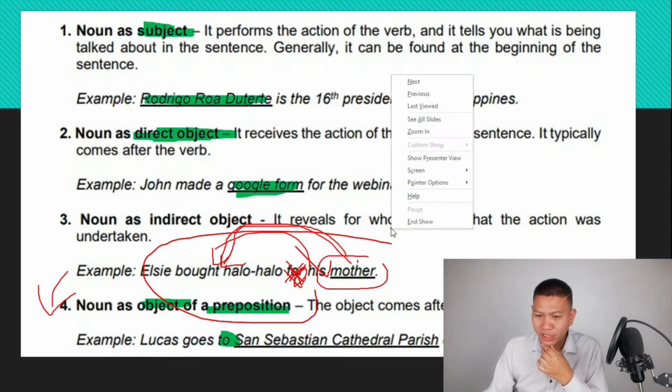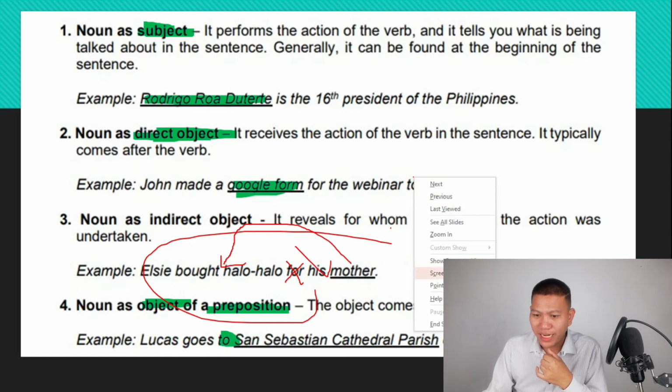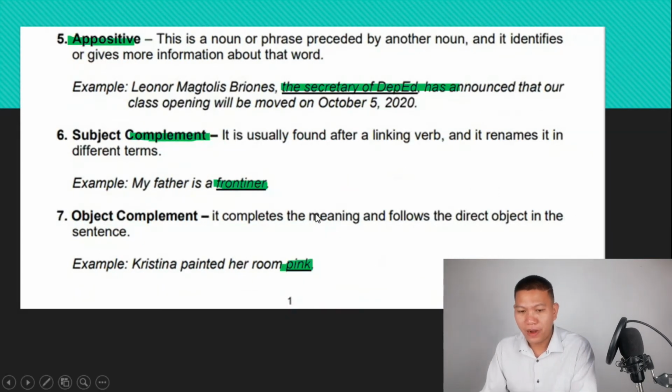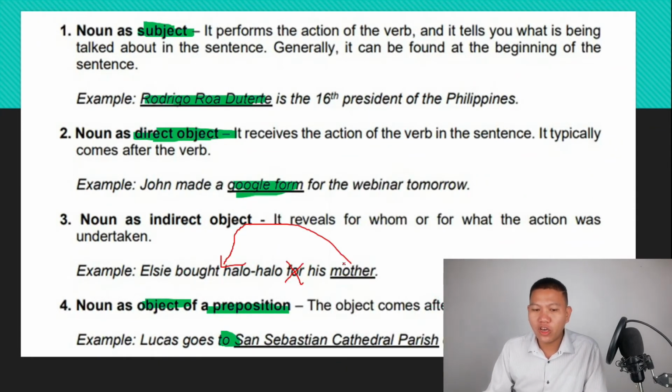Number 4, this one is the easiest. Okay. The next function of noun is to be object of the preposition. So what is this object of the preposition? When we say object of the preposition, it only means the noun comes after a preposition. So you just have to remember all prepositions. Recall what were the prepositions you learned in the elementary English you've had before.